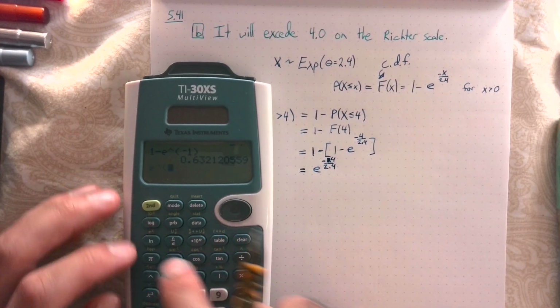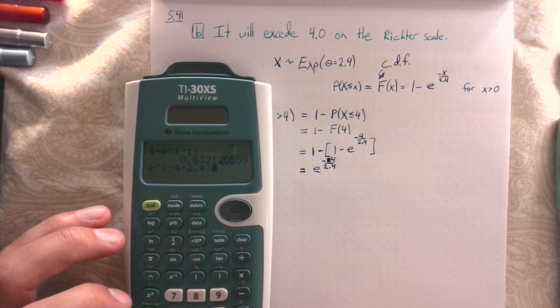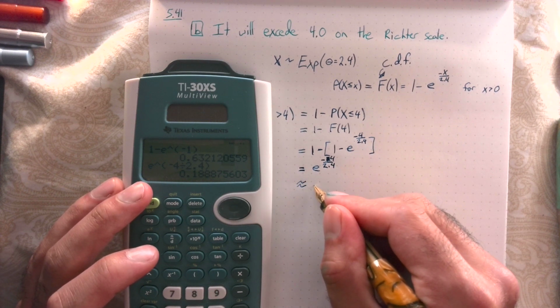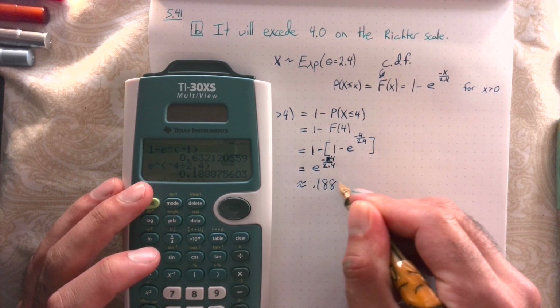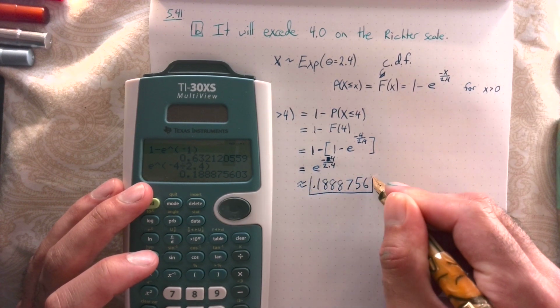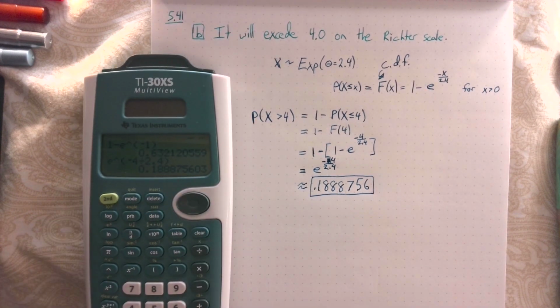So now let's plug that into our calculator. This is e to the minus 4 over 2.4. And this is approximately equal to 0.188875. So that is it for the second part of 5.41.